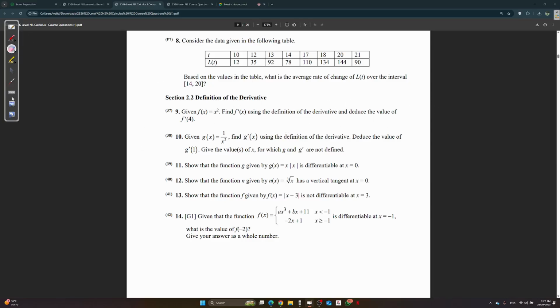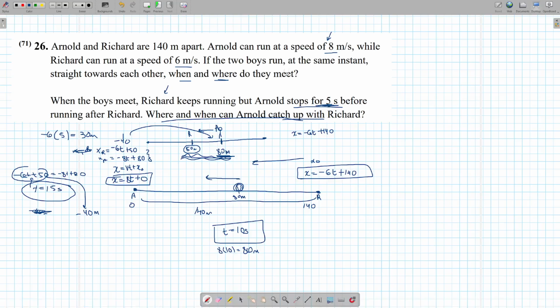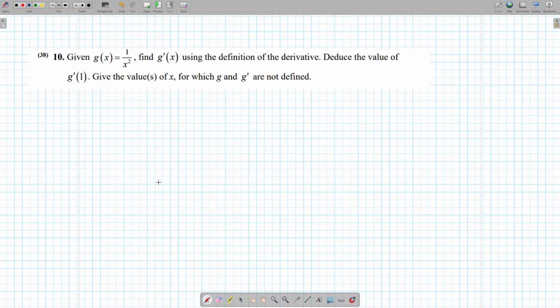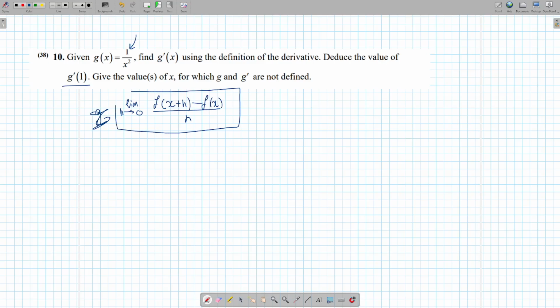For question 10 now, I'm going to take it to a different page because it's so annoying working with no space. Anyways, you have this g of x, it's 1 over x squared. They're saying find g prime of x, and then the value of g prime of 1. Let's do it. G prime of x, we want to derive it. How do we do it? Do we just derive normally? No, we have to use the rule. What's the rule? Remind me. Limit as h approaches 0 of f of x plus h minus f of x, over h. This is the rule, right?